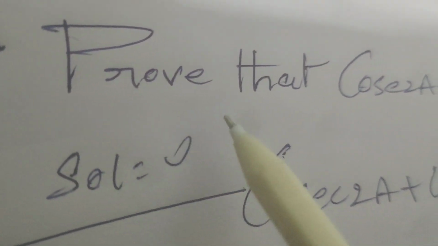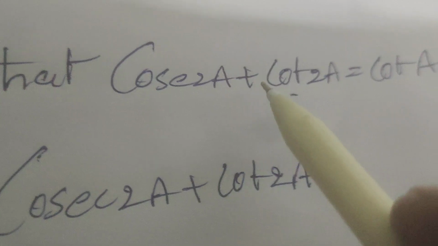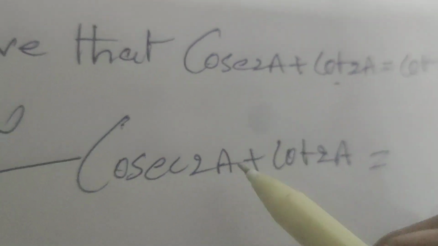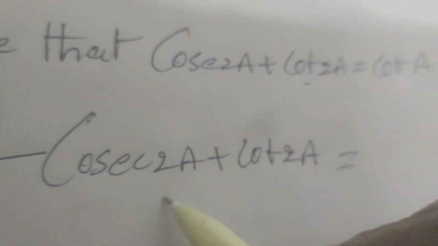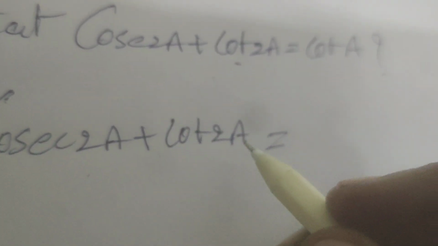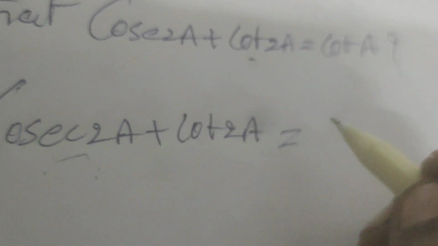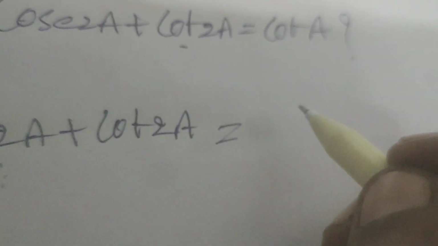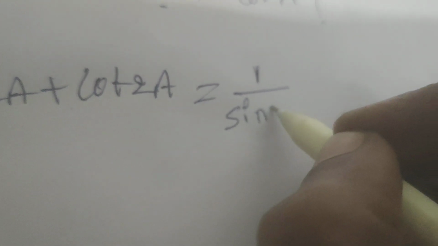Dr. Yuti. Now today we are going to explain in this trigonometric problem, prove that cosecant 2A plus cot 2A equals cot A. Okay, first of all in this problem write LHS: cosecant 2A plus cot 2A. We know the formula cosecant A is 1 by sin A. In place of A, 2A is there, so write 1 by sin 2A.